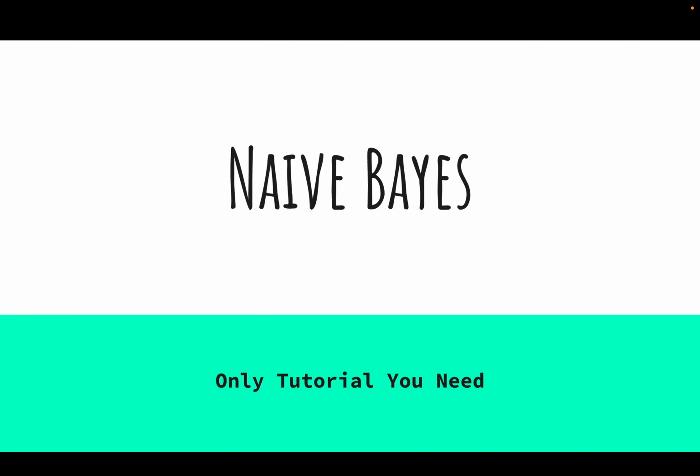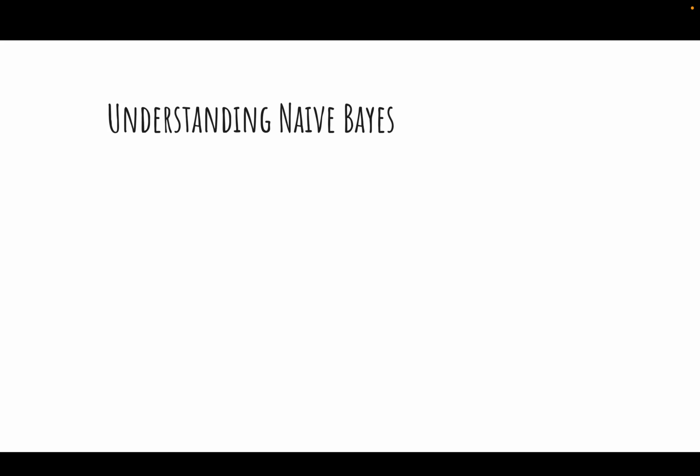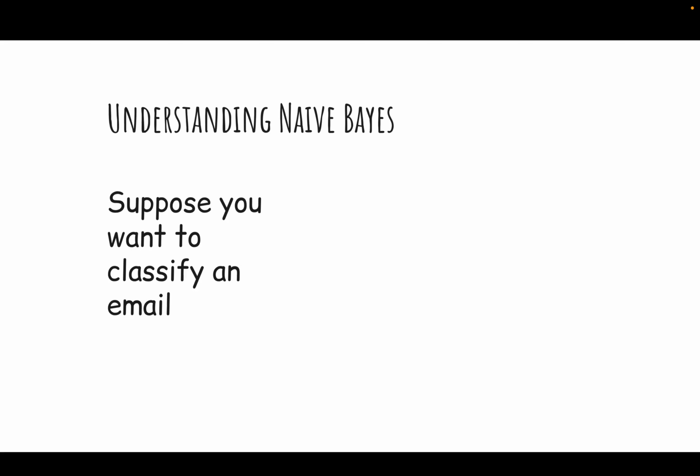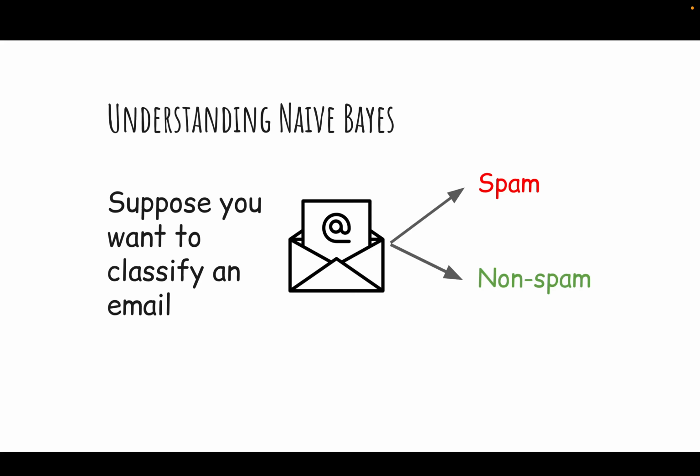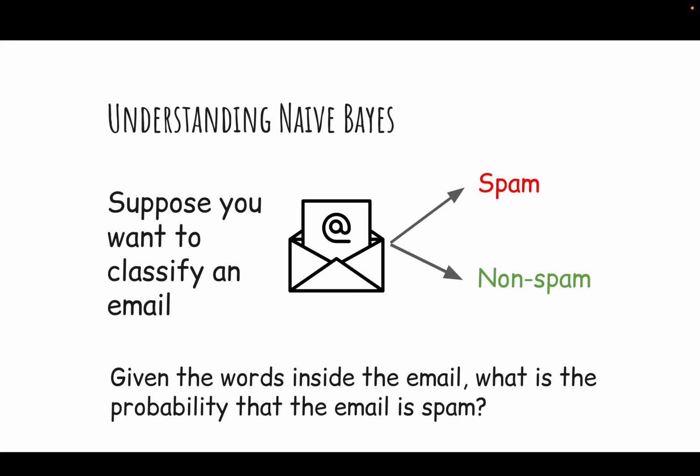In this video, we'll understand Naive Bayes with an example. So, what is Naive Bayes? Consider you want to classify an email whether it is spam or not spam. Now, you send this problem statement to the Naive Bayes algorithm and it raises a simple question, which is: given the words in the email, what is the probability that the email is spam? Now we'll be understanding how Naive Bayes answers this specific question.